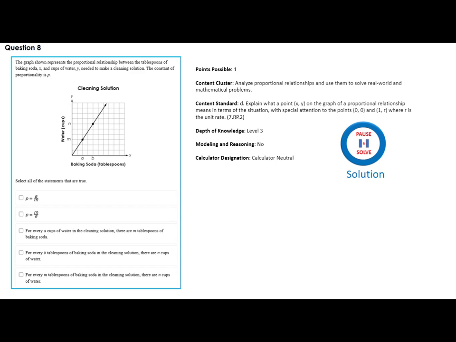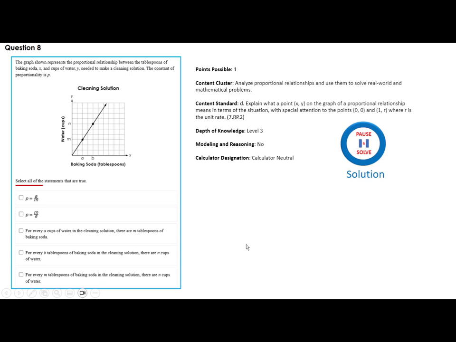The graph shown represents the proportional relationship between the tablespoons of baking soda, X, and cups of water, Y, needed to make a cleaning solution. The constant of proportionality is P. Select all. When you see the words select all, there will be more than one answer. To get the full mark, you have to find all the correct answers.